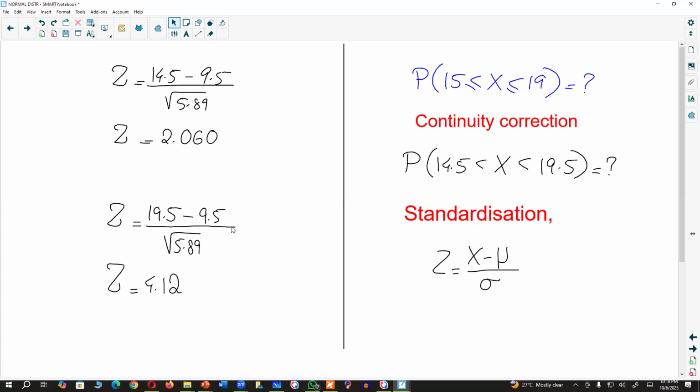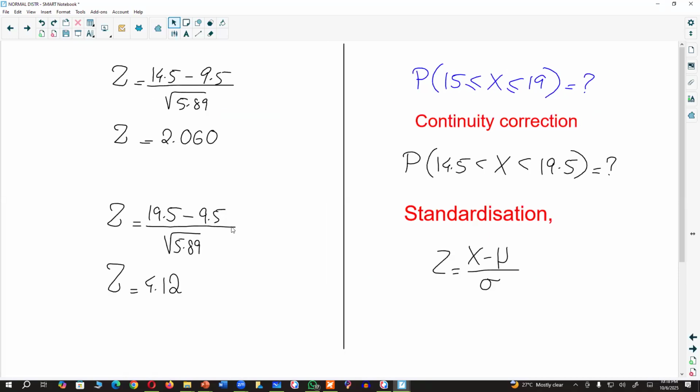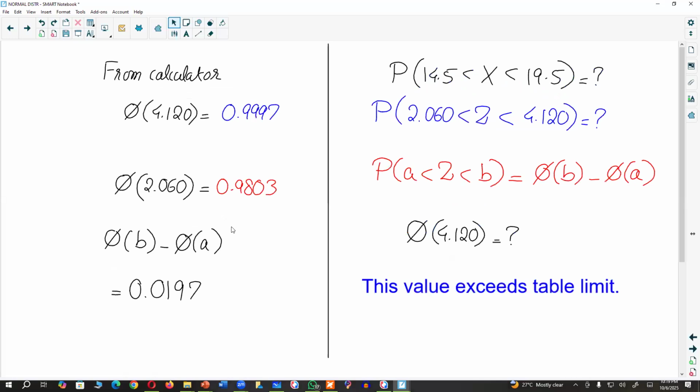After continuity correction, you have to standardize the data. X minus mu upon sigma. So z for the first is 2.060. The other one is 4.12. Now you write them in order and you apply the rules. The value 4.12 exceeds the table limit. This is a chance, so here we use a calculator.